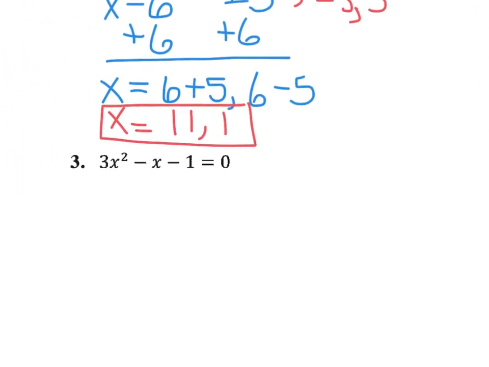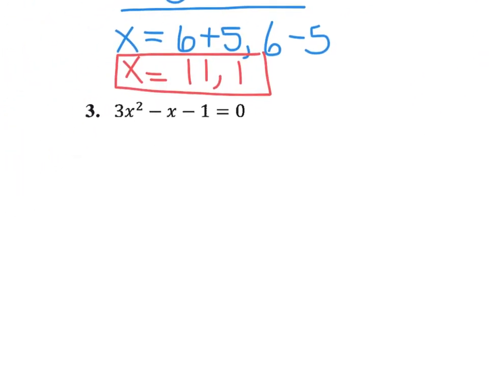All right, looking at number 3. This is not a square rooting problem because I have an x squared and an x. If I had just an x squared, then I would do square rooting. But because there's an x squared and an x, it's not a square rooting problem. So the first thing I'm going to do, make sure the equation equals 0. It does. Now I'm ready to either factor or use the quadratic formula. I'm always going to check for factoring first.